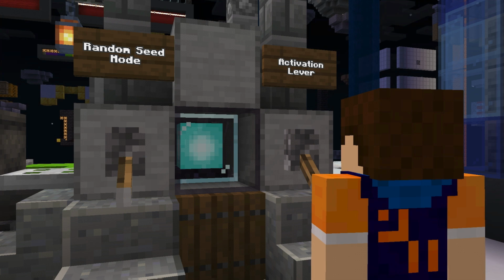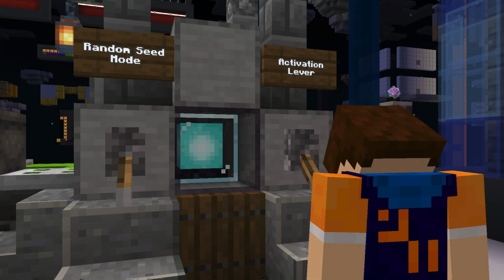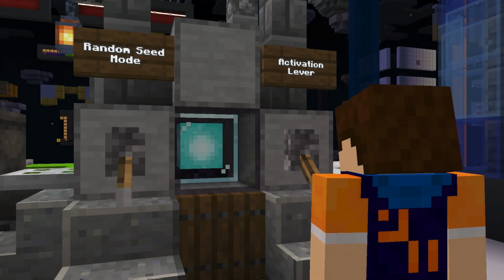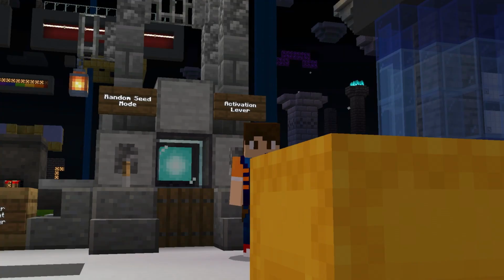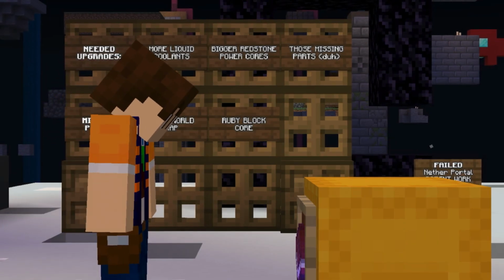Please! I just want to go home. What? A shulker box? What the?